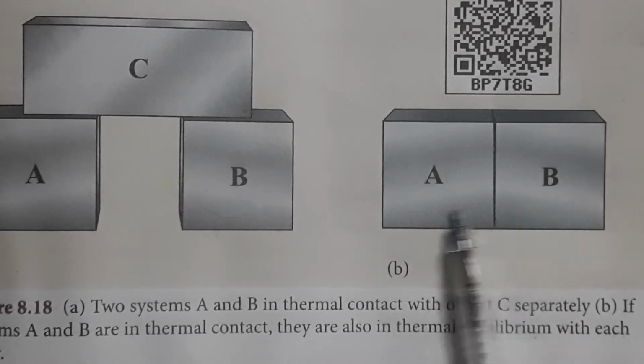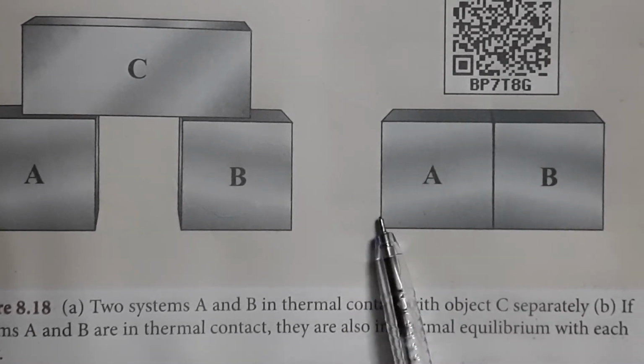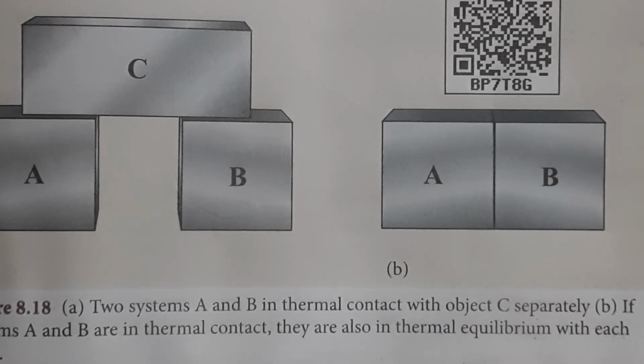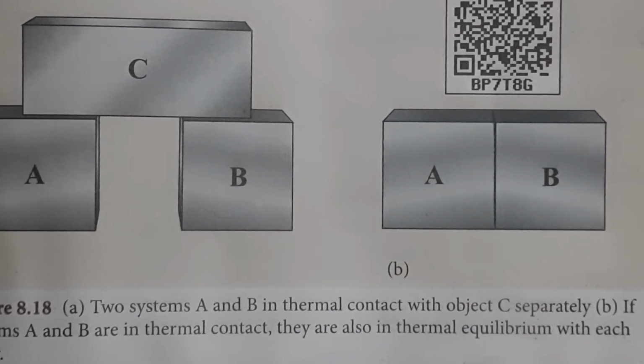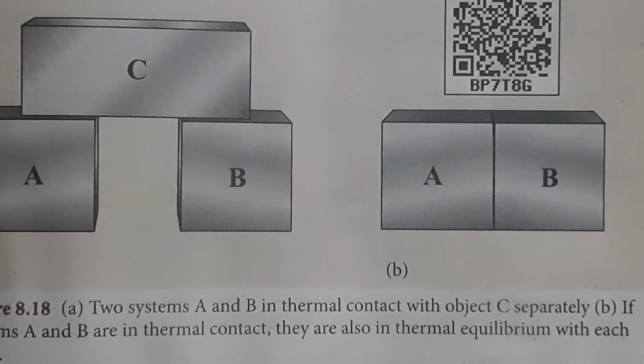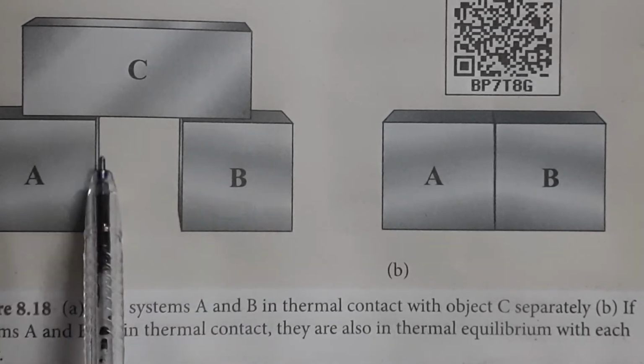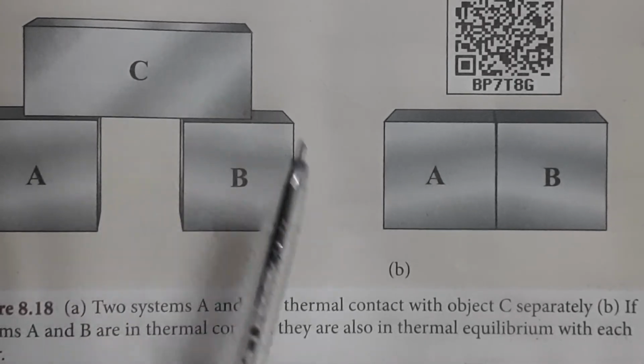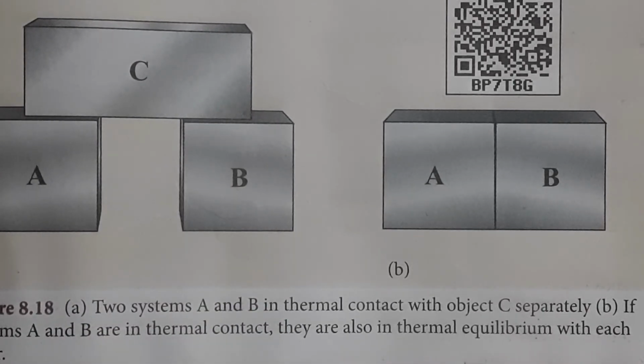Understand? Once the three systems are in thermal equilibrium, there will not be any heat flow between them as they are at the same temperature. In the beginning, A and B are not in contact. A is in thermal contact with C, and B is in thermal contact with C, so A is in thermal equilibrium with C and B is in thermal equilibrium with C separately. After some time, when we put A and B together, no heat exchange happens because A and B are also in thermal equilibrium with each other.